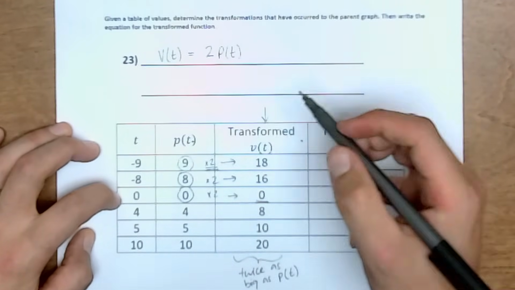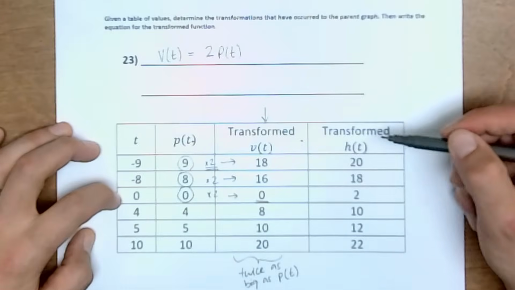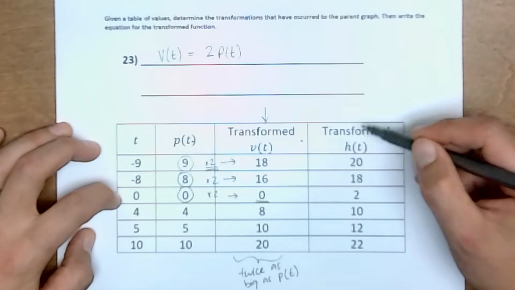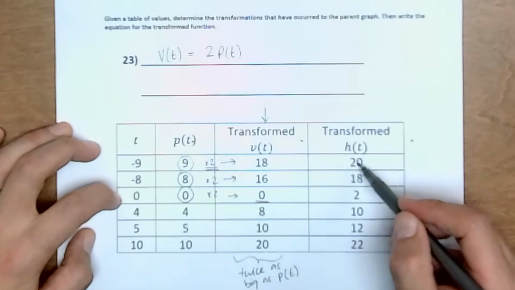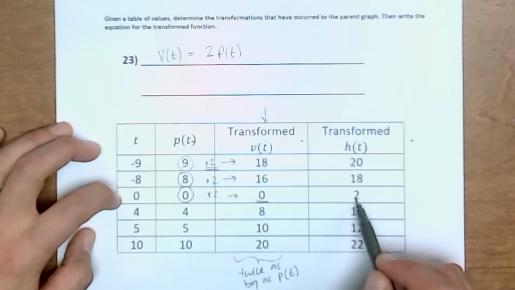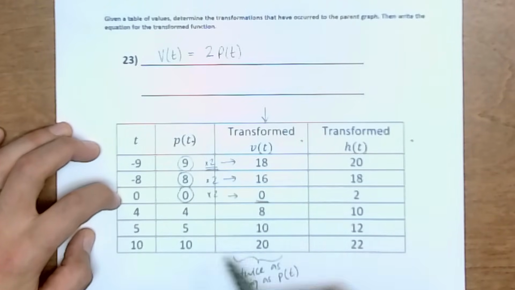Okay? The next one is maybe a little bit trickier. Henry is not as easy to figure out how he was made. So when the parent is 9, Henry is at 20. When the parent is 8, Henry is 18. 0 is 2, so not the same there. And then when it's 4, we're at 10, 5 and 12, and so on and so forth.